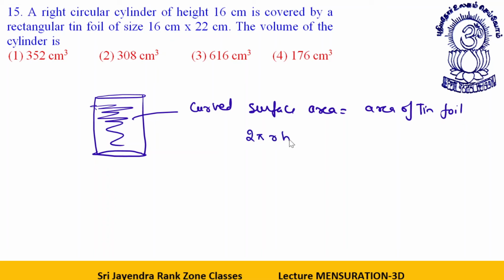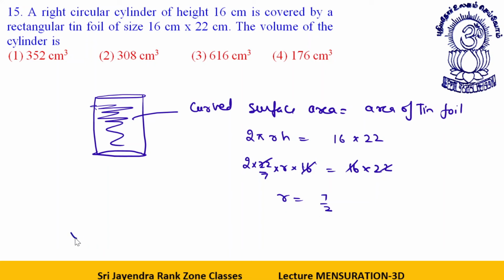What is the curved surface area? 2 pi r h is equal to 16 into 22. 2 into 22 by 7 into r into h, and this h is 16. 16 and 16 cancel, 22 and 22 cancel. R comes out to be 7 by 2.